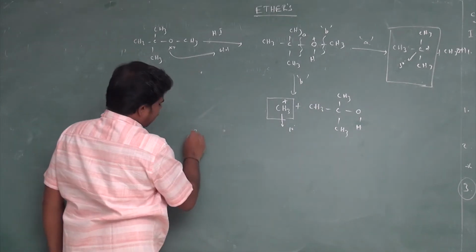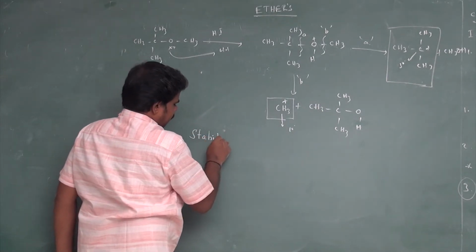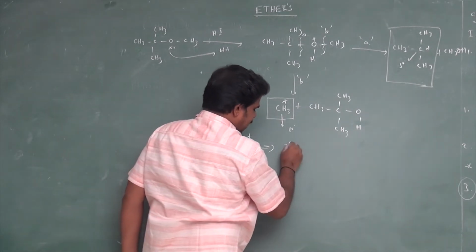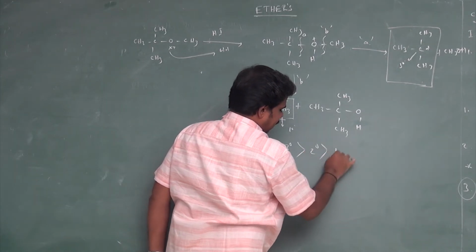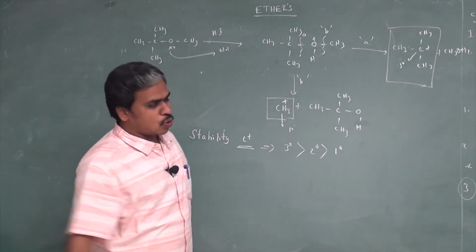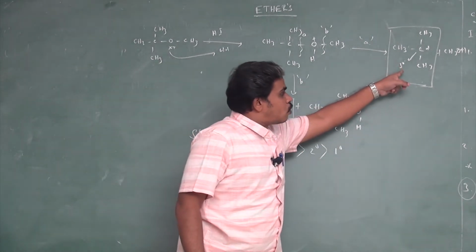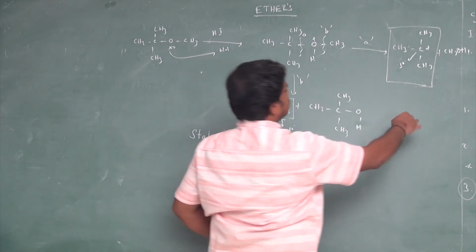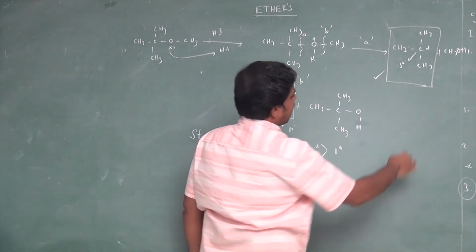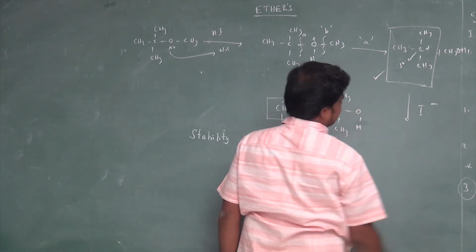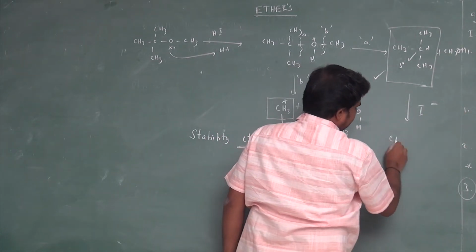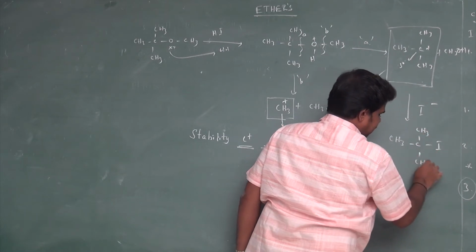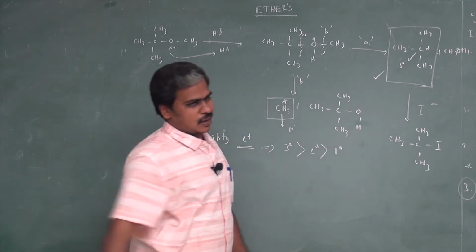What is the stability of carbocation? The stability of carbocation is tertiary, then secondary and primary. So which one is most stable? Tertiary carbocation is most stable. So there is a possibility of tertiary carbocation. After that the iodide attacks. So we are getting CH3, C, CH3, I and CH3. So this is the mechanism.